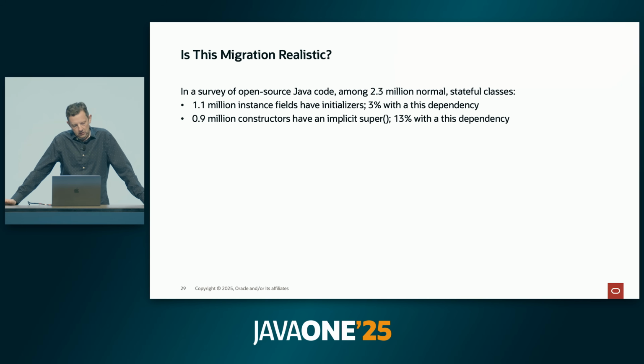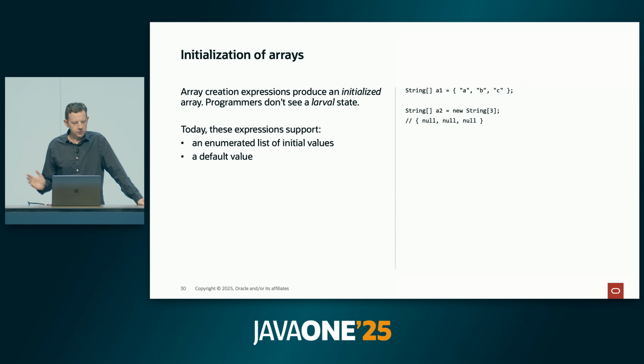And about 1 million constructors that have an implicit supercall. 13% of those have this dependencies. So if you were to turn on the warnings, you'd get a few warnings in your code. There's going to be some number of indications of something to clean up. But this feels doable, something that you could opt into and look over your code and find those places and address it. I want to make a quick mention of arrays, finally.